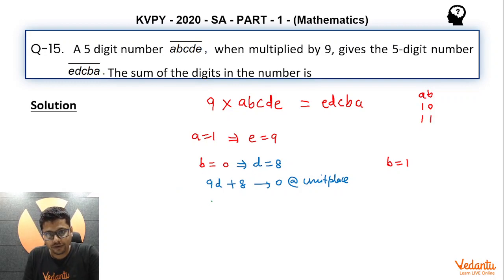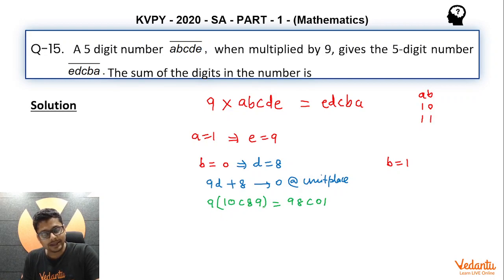So till now we have got 9 times A, B, C, D, E equal to E, D, C, B, A, where E is 9, D is 8, C we don't know, B is 0, and A is 1. So let's continue.